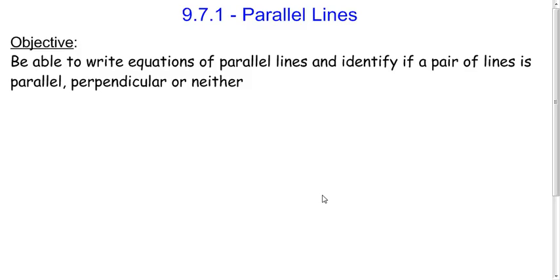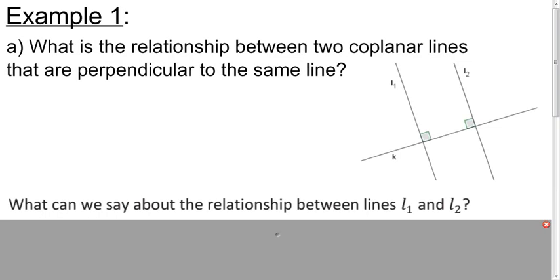Hello class. In this lesson we're going to learn how to write equations of parallel lines and how to figure out if a pair of lines is parallel, perpendicular, or neither. So we want to figure out what the relationship is between two coplanar lines that are perpendicular to the same one. We're going to use this diagram throughout the example, so make sure you have this jotted down.